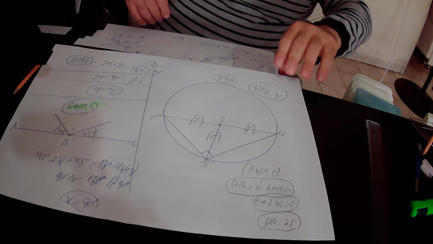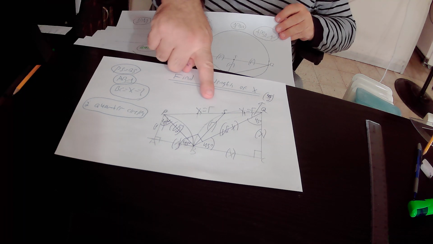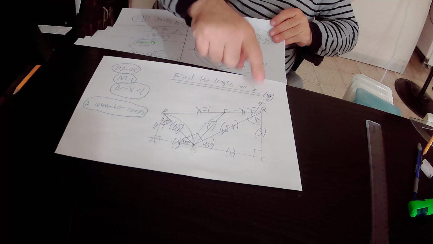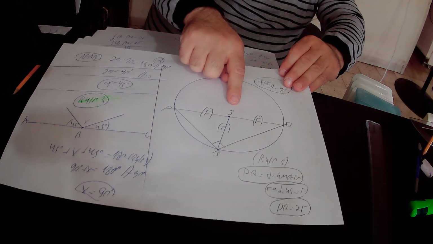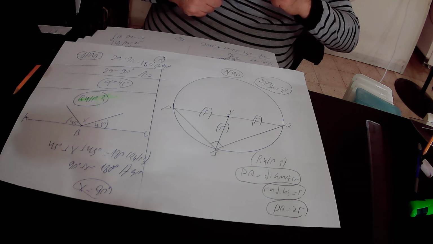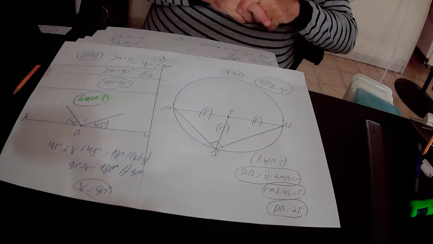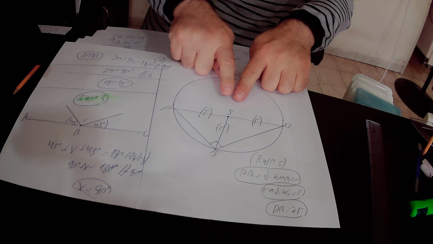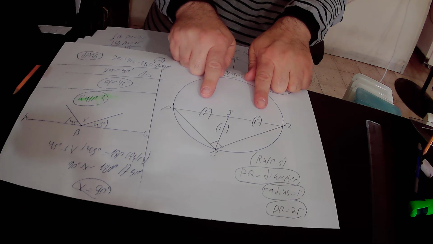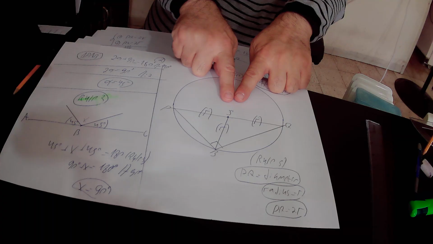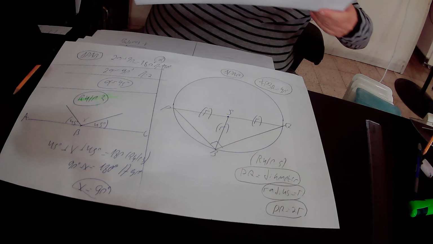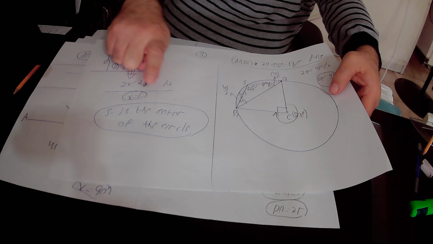Okay, now we found out that PS equals R, and QS also equals R. So PS and QS are both the radii of this circle, and they touch each other here at point S. Because those two radii touch each other at point S, S must be the center of the circle. So we can write down here that point S is the center of the circle.